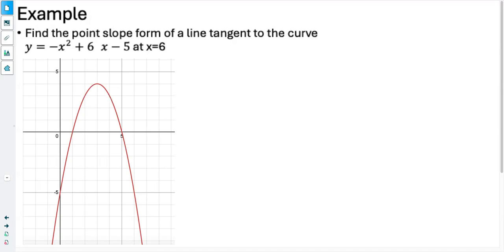So we have this example where we want to find the point slope form of a line tangent to the curve y equals negative x squared plus 6x minus 5 when x equals 6. So essentially we want to find our tangent line at this location. Now we know our tangent line there would look something like this. However, to get our actual equation of it, we will substitute our x value of 6 into our equation to get our y value where this occurs, which we can also get from our graph, but we won't always be given our graph.